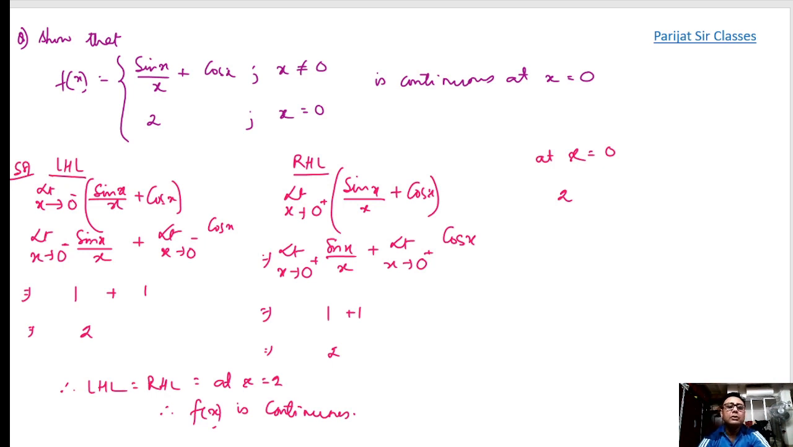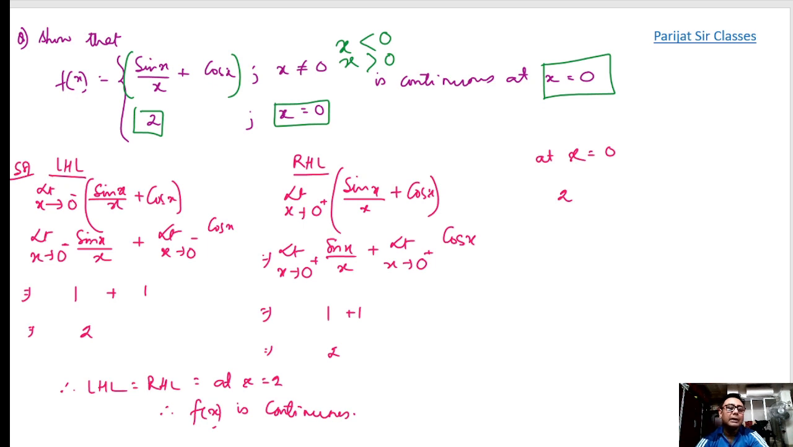So the function given to us is f(x) = sin x by x plus cos x. This is one function, and we can choose this function when x is not equal to 0. That means for less than 0 and for greater than 0 we can choose this function. And at x equal to 0 the value of the function is given as 2. So let's check the continuity at x equal to 0.